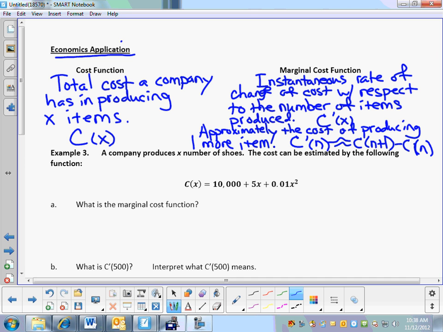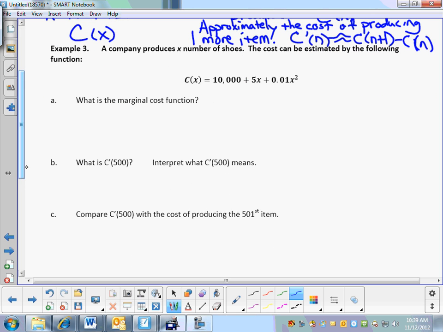We know that they should not produce just 2, right? But how many should they produce in order to make it worth their time and effort? That's a whole other question, and that's very important to know, and we'll look for that later on. But right now, we need to study marginal cost. So, a company produces X number of shoes. The cost can be estimated by the following function: C of X is equal to 10,000 plus 5X plus 0.01X squared. The question is, what is the marginal cost function?